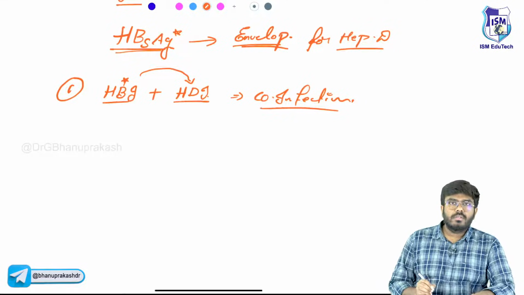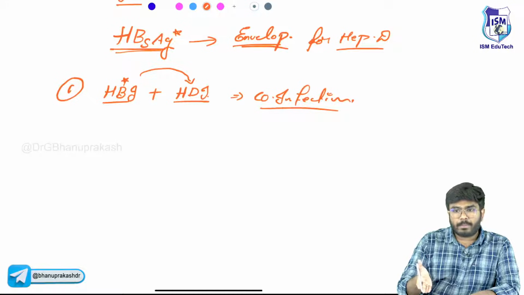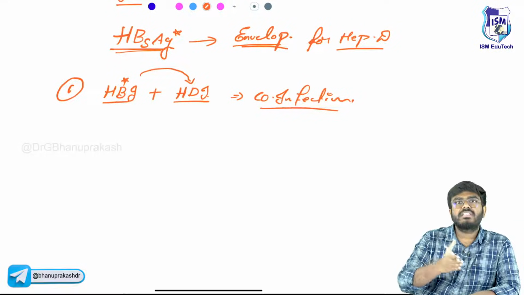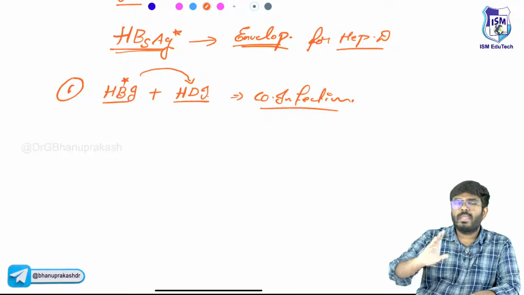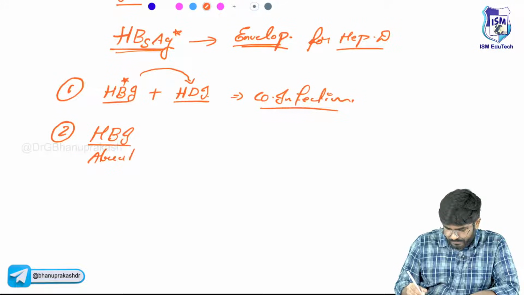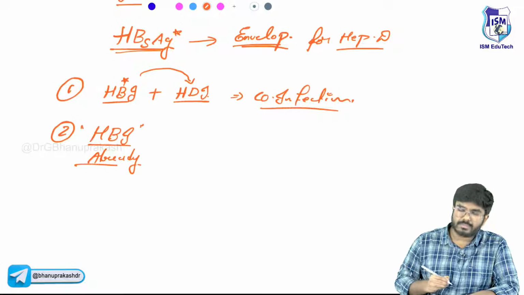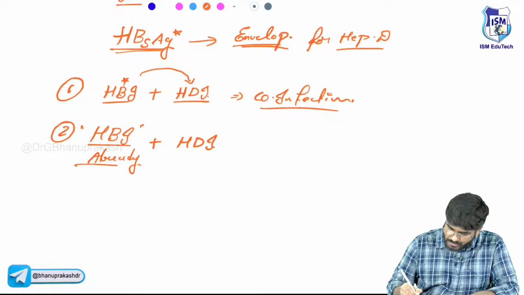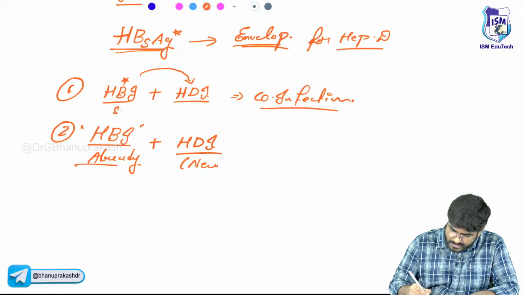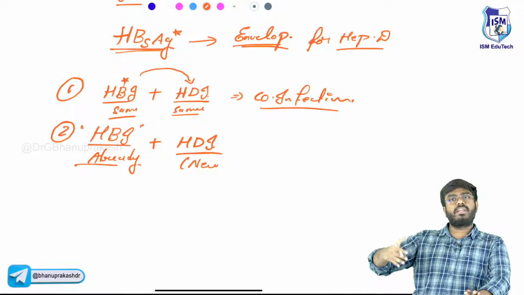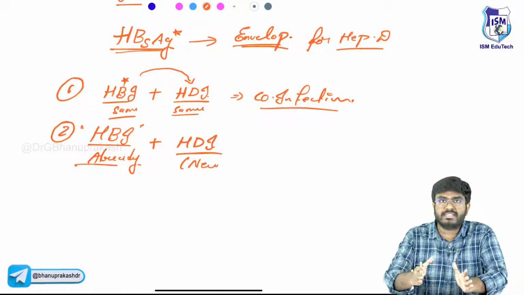Co-infection. A patient who has hepatitis B can, at the same time, get hepatitis D also. If there is no hepatitis B, hepatitis D cannot come. The same time the patient is getting both hepatitis B and hepatitis D at the same time. That is called a co-infection.